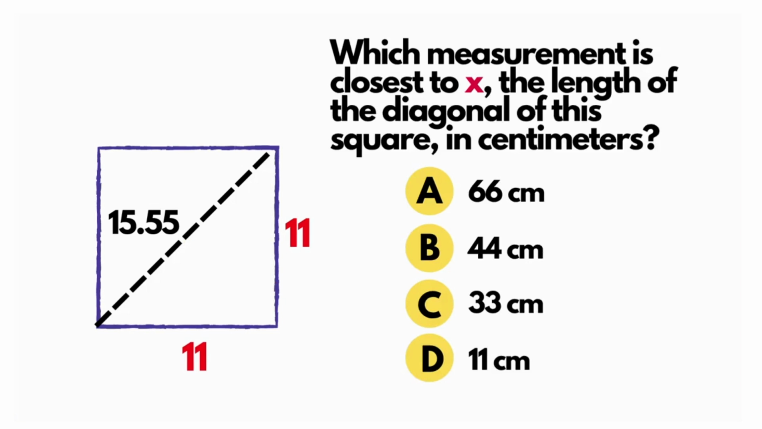So when we go back and look at our answer choices, which measurement is closest to x, the length of the diagonal of this square in centimeters? Everything is pretty far off except for 11. It's got to be a little bit bigger than 11 because the diagonal, which is the hypotenuse, has to be the longest side. But the only one that's possibly right is D, 11 centimeters.